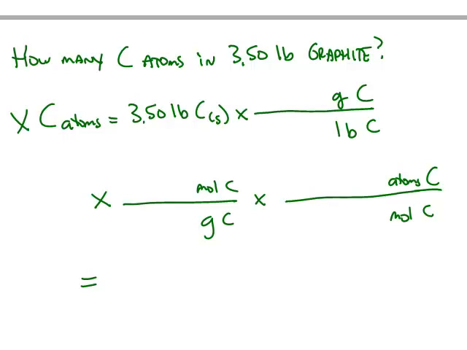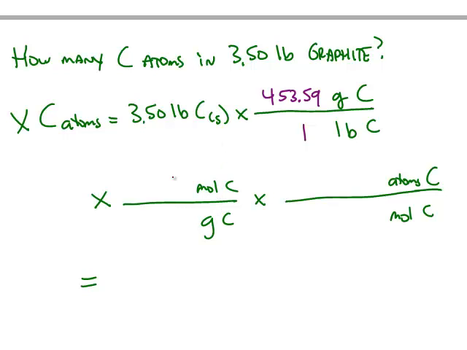So the unknown we're trying to calculate is the number of carbon atoms. The known is 3.5 pounds, and we can turn pounds of carbon into grams of carbon. Then we can turn grams of carbon into moles of carbon, and moles of carbon can be turned into a number of atoms. The pound to gram conversion, 1 pound is just under 454 grams.